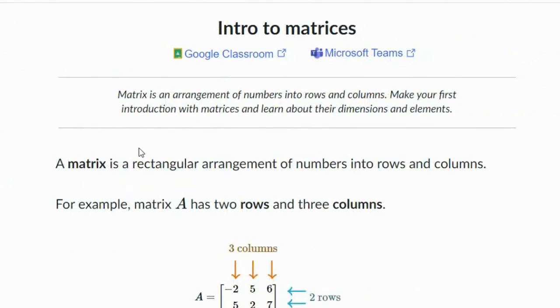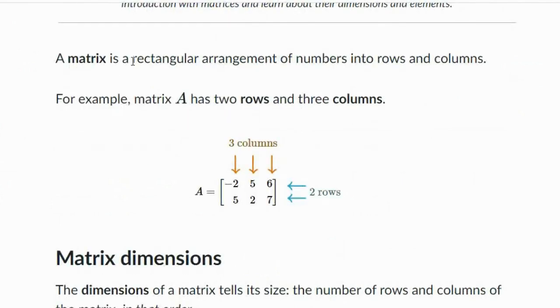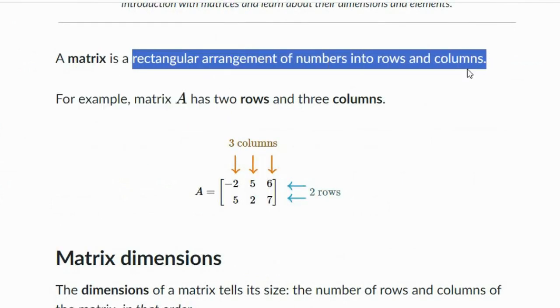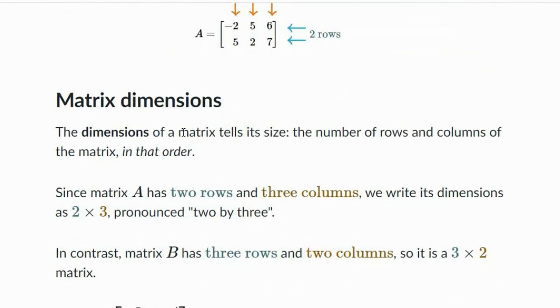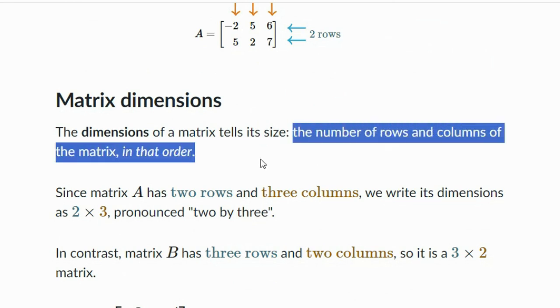Intro to matrices. A matrix is a rectangular arrangement of numbers in rows and columns. That's all a matrix is. It takes numbers and puts them into rows and columns. For example, matrix A right here has 2 rows and 3 columns. Simple enough. So we call this a 2 by 3 matrix. The dimensions of a matrix tell its size, the number of rows and the number of columns, in that order. So matrix A is a 2 by 3. 2 by 3, rows first.